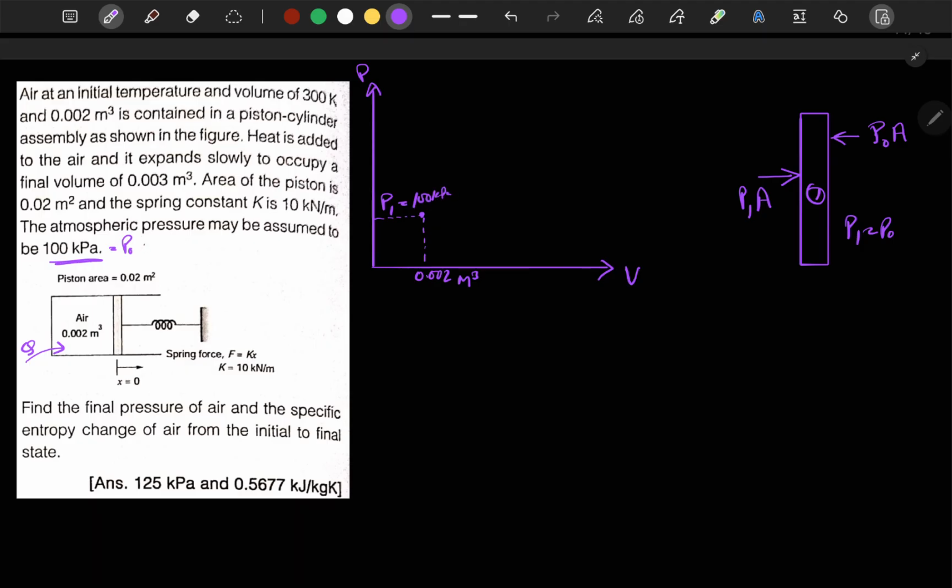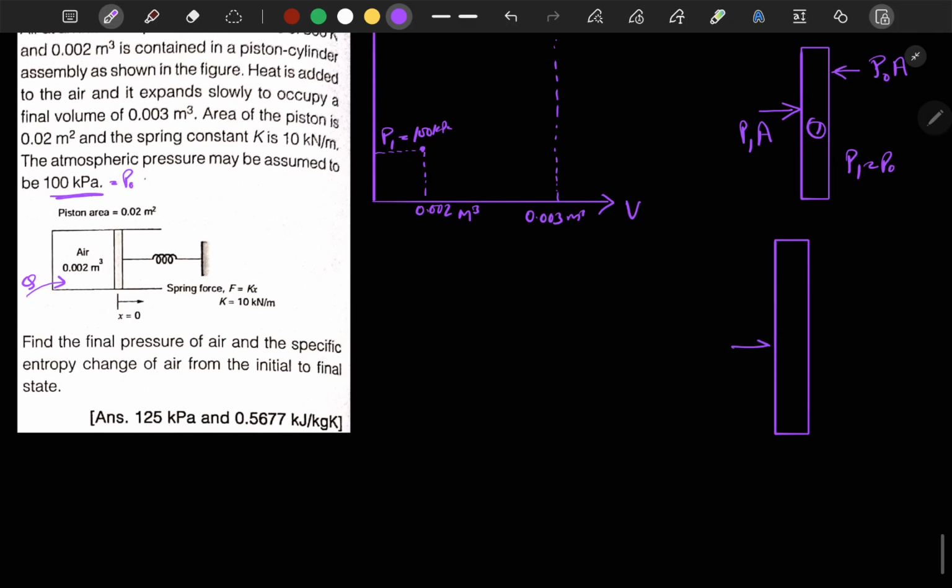Now, after the heat is applied, the volume is increased to 0.003 meter cube. Let's consider the piston again and the forces on it. Here it is P2A, here it is P node A, and again it is K into X. Now we can write P node A plus Kx is equal to P2A.